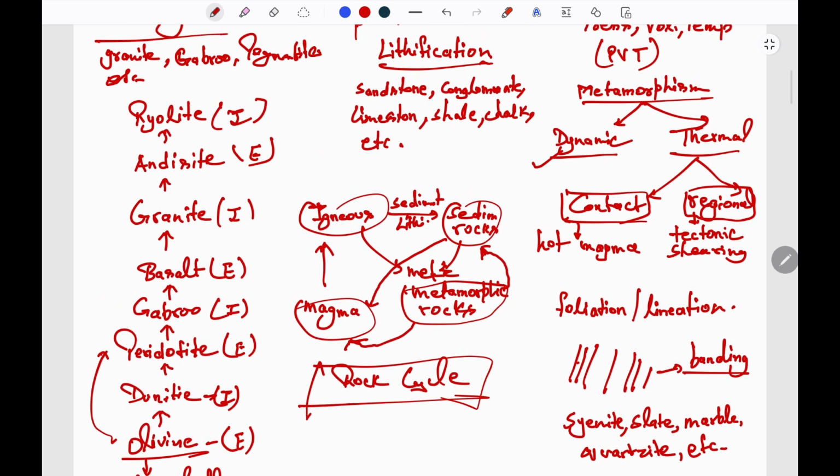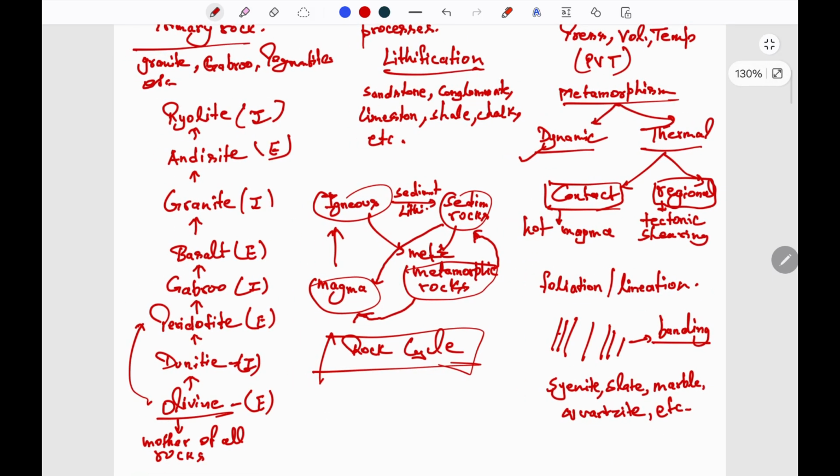And in the series of igneous rocks, you can also remember that the silica content, SiO2, is increasing upwards, and the content of iron is increasing downwards.